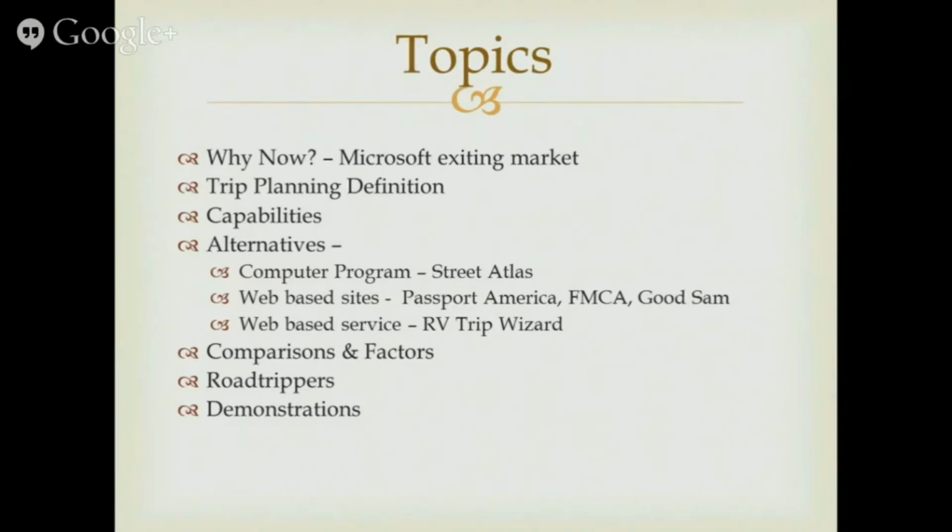Then we'll talk about some of the web-based sites like Passport America, FMCA, and Good Sam. And we'll take a closer look at one of those in particular because it offers more flexibility. And finally, we'll look at a web-based service, RV Trip Wizard in particular.